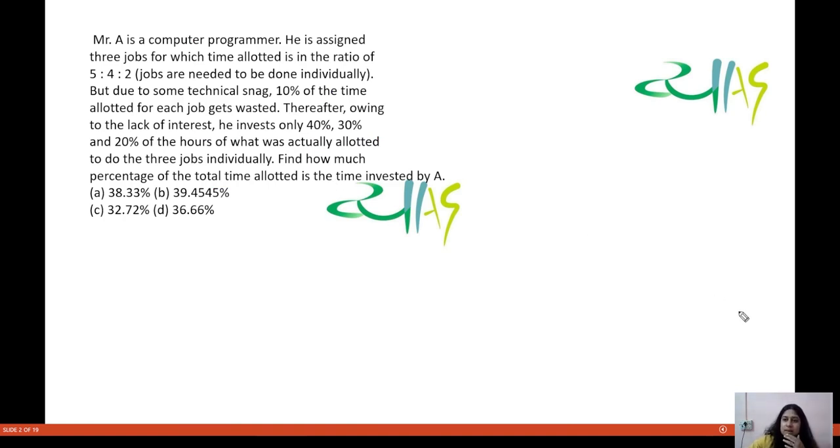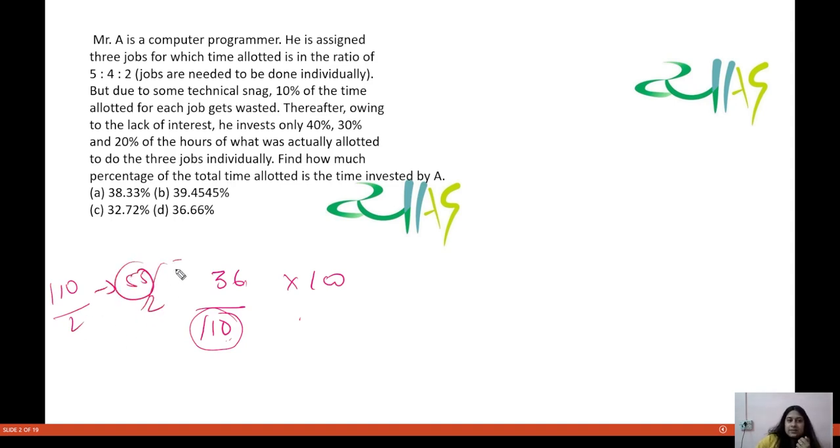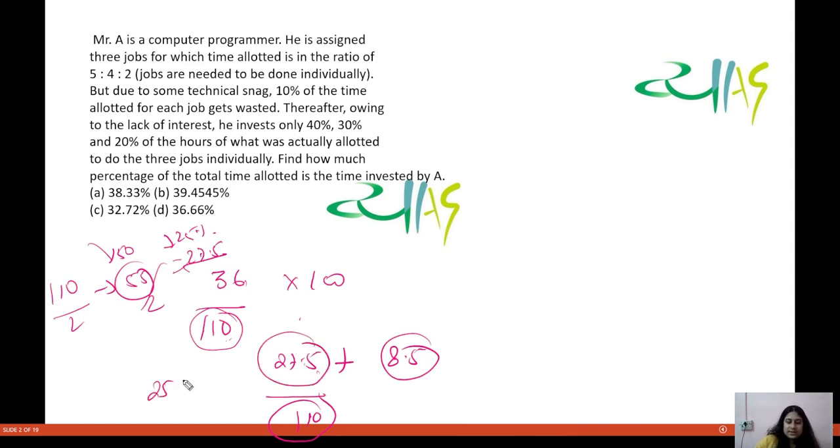So see, if you are able to do this kind of calculation very fast, then you will not need to divide. Like I am taking half of 110, which is 50%, so that is 55, and half of 55 we will get 27.5. So this is 50%, this is 25%. This is 27.5 plus 8.5. And 27.5 divided by 110 is the 25%.